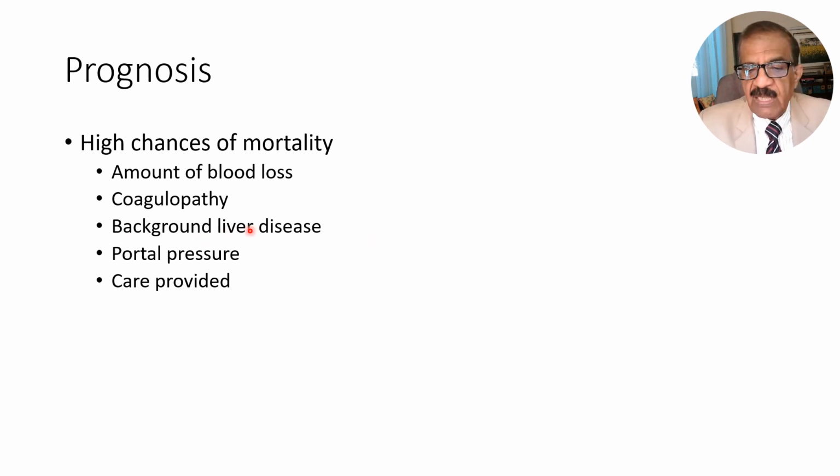Those who have Child class C disease, severe thrombocytopenia and prolonged PT, prolonged INR with background liver disease, are more likely to have profuse bleeding. Portal pressure is also one of the determinants, and then the care provider. Of course, the care provider will also determine the prognosis. So prognosis on the whole remains poor, although a lot of things can be done, and I think we are still able to save about 70 to 80% of patients with variceal bleeding, but some 20% die.